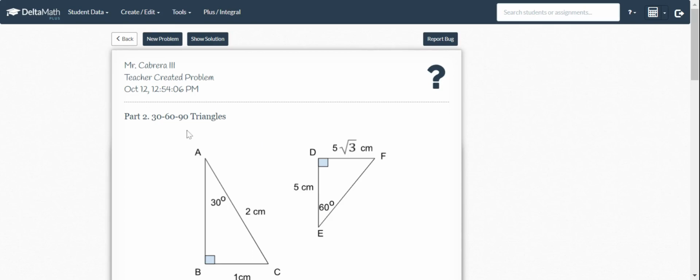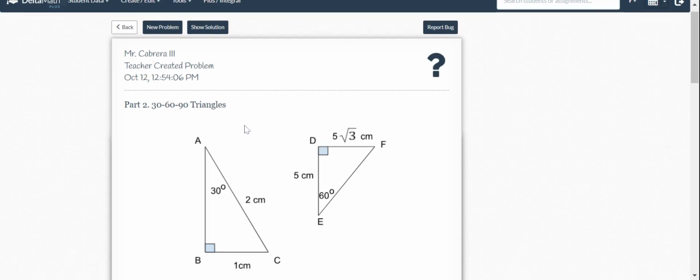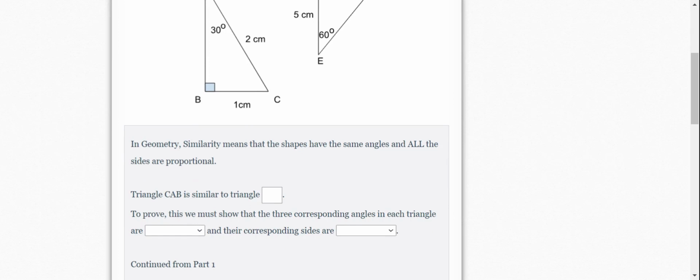All right, so this is the 30-60-90 triangles part 2. We're looking for the sides this time. So in geometry, once again, we'll repeat this: similarity means that shapes have all the same angles and all the sides are proportional. Congruent angles and proportional sides. I'm repeating that over and over again because that's your requirement for this unit, to know that all angles have to be the same and all sides have to be proportional.